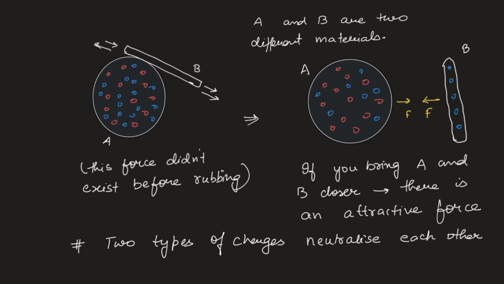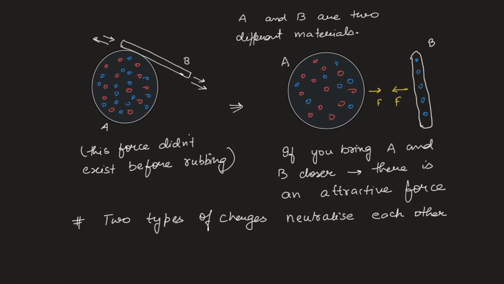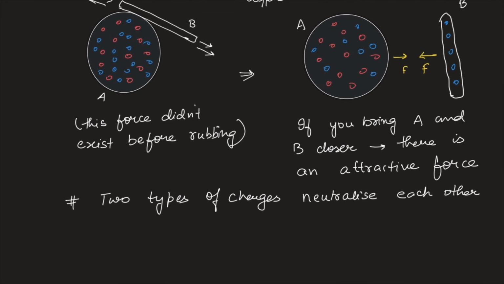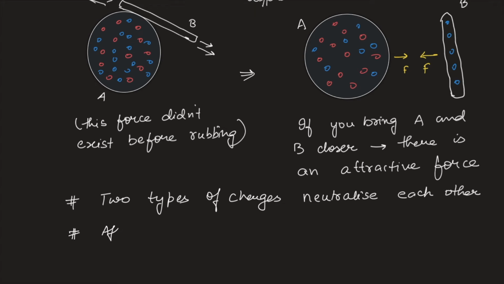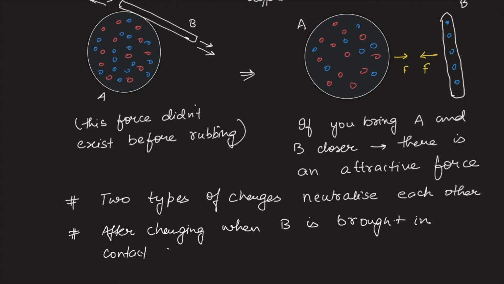Now that is something that you have to understand, that the two types of charges should neutralize each other. And as a matter of fact, this happens. क्या होता है? After charging, when B is brought in contact with A, the force disappears.